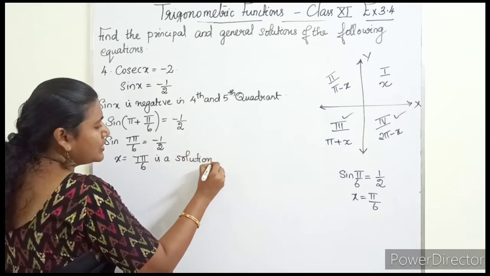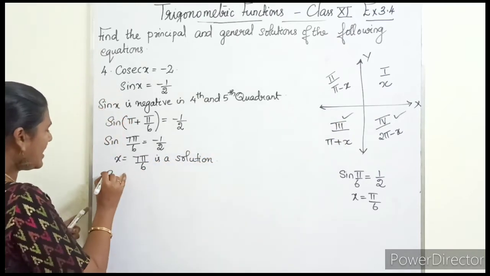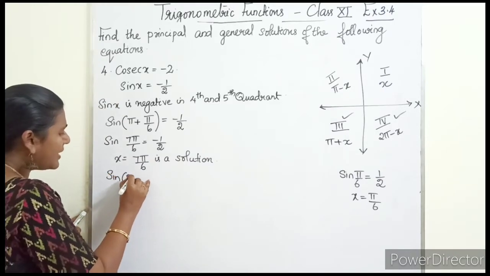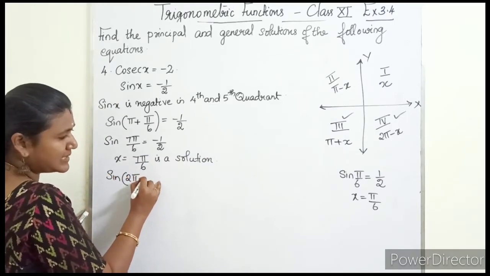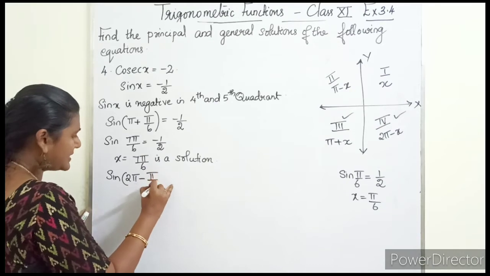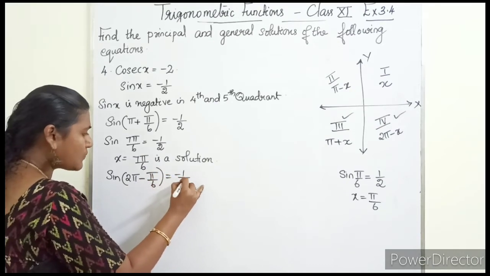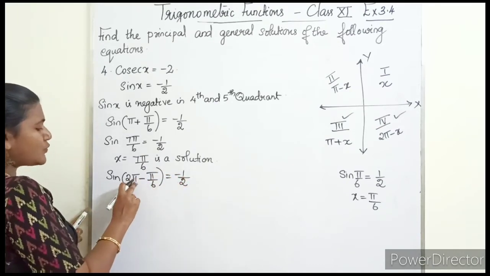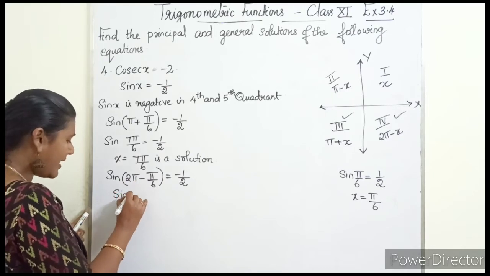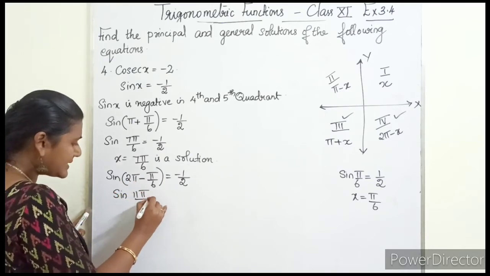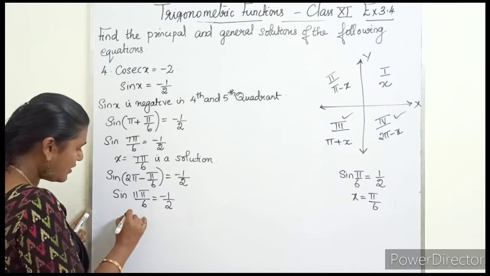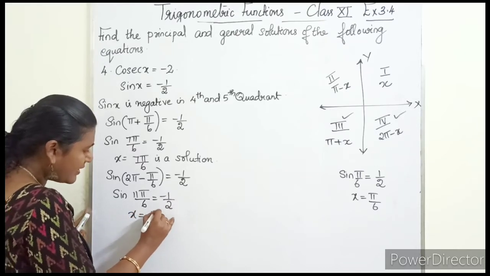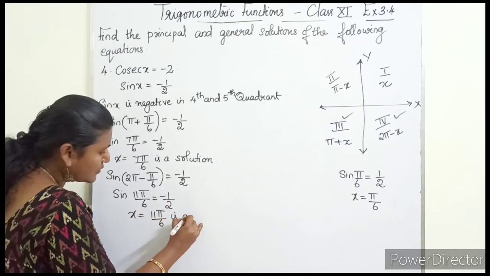Now we will find the angle in the fourth quadrant. The fourth quadrant formula is 2 pi minus x, that is sin(2 pi minus pi by 6) is equal to minus 1 by 2. Now we will simplify. 12 minus 1 is 11, so 11 pi by 6. Sin 11 pi by 6 is equal to minus 1 by 2. So x is equal to 11 pi by 6 is a solution.